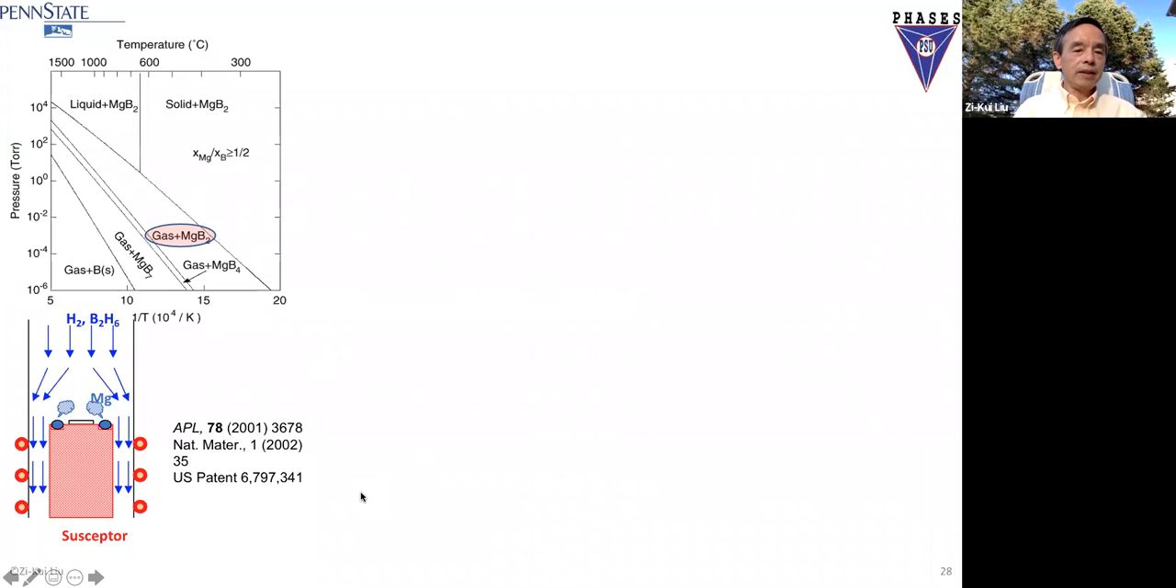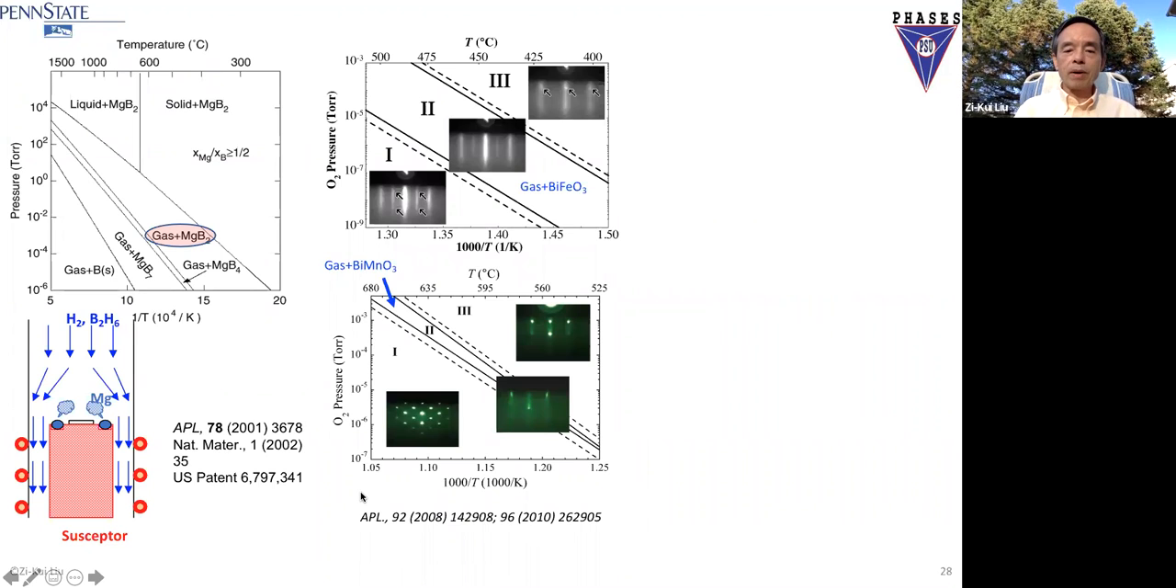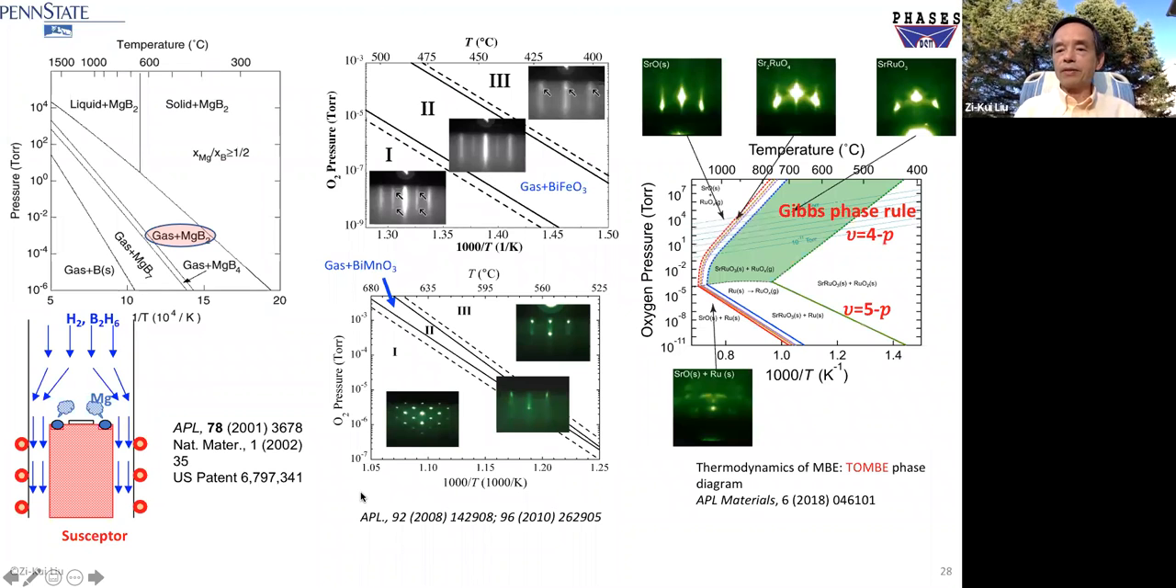This example is about thin film deposition for magnesium diboride, which we carried out about 20 years ago. And this is for the multiferroic materials thin film growth condition. And this is for another, I think strontium ruthenium oxide, a growth condition for thin film and MBE.